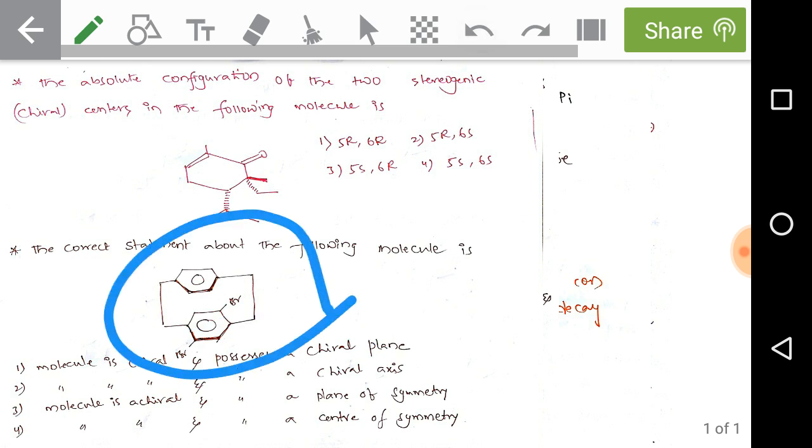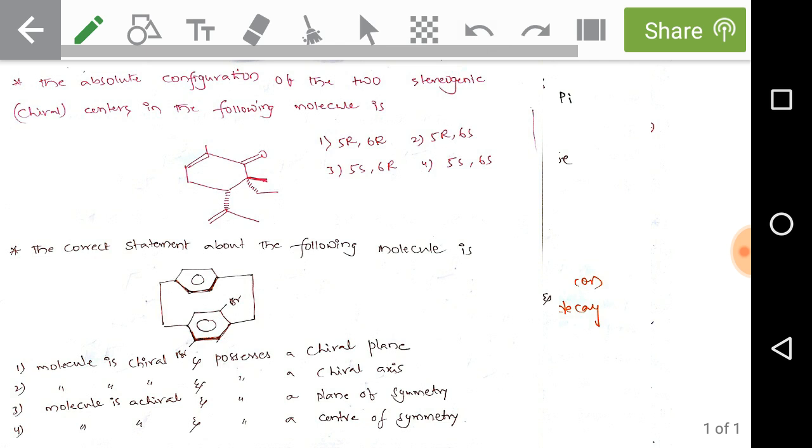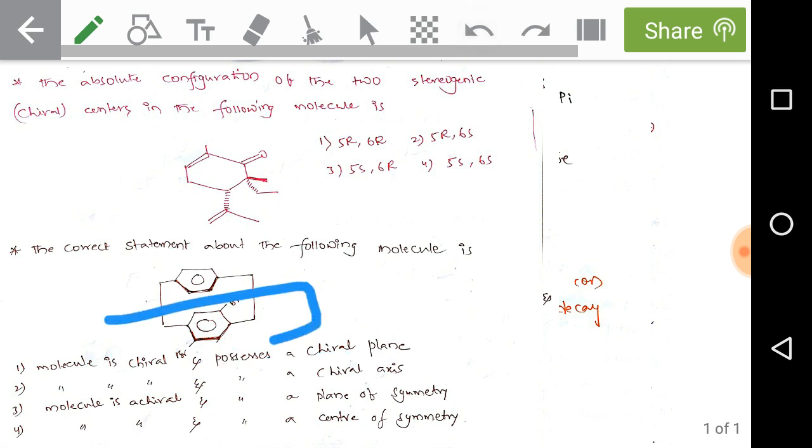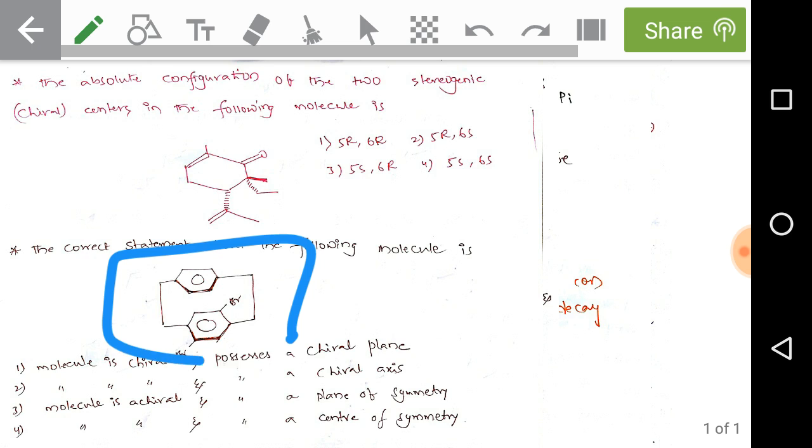Okay, right, next one, the correct statement about the following molecule is. Here we have been given an ansa compound or cyclophane, and this molecule is chiral and it possesses a chiral plane. That means here we can give a chiral plane on that bottom benzene, which has a greater number of atoms when we compare with this benzene group. That's why that benzene has the chiral plane. So our option 1 is the correct answer. And to get complete information on these ansa compounds and chiral planes, just check the lecture in your course by searching chiral planarity.